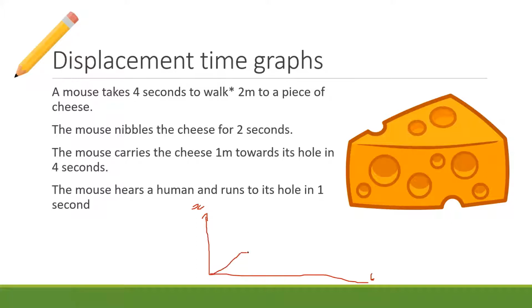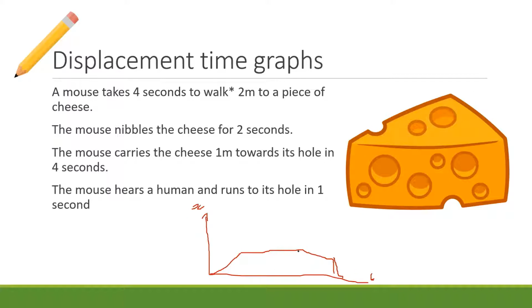Then it stopped and nibbled the cheese for a while. Then it moved back towards this hole. And then it ran towards this hole really, really quickly. I drew a much nicer curve on a piece of paper, and hopefully you guys did too. What we did was we talked about stuff.